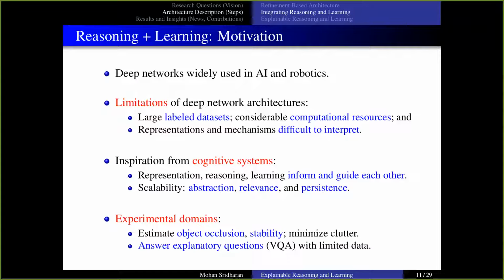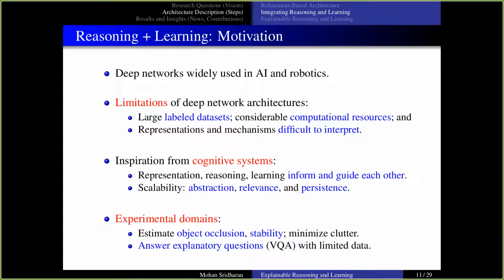Okay, now a quick diversion, a short one, to the learning aspect. If you look at the kind of problems we are looking at in robotics, oftentimes the state of the art is based on deep network architectures these days. But of course, they have the well-known limitations that they require large labeled data sets and considerable computational resources. And the internal representations and mechanisms are often very difficult to interpret. There is a lot of excellent work going on, but it's still largely a black box system.